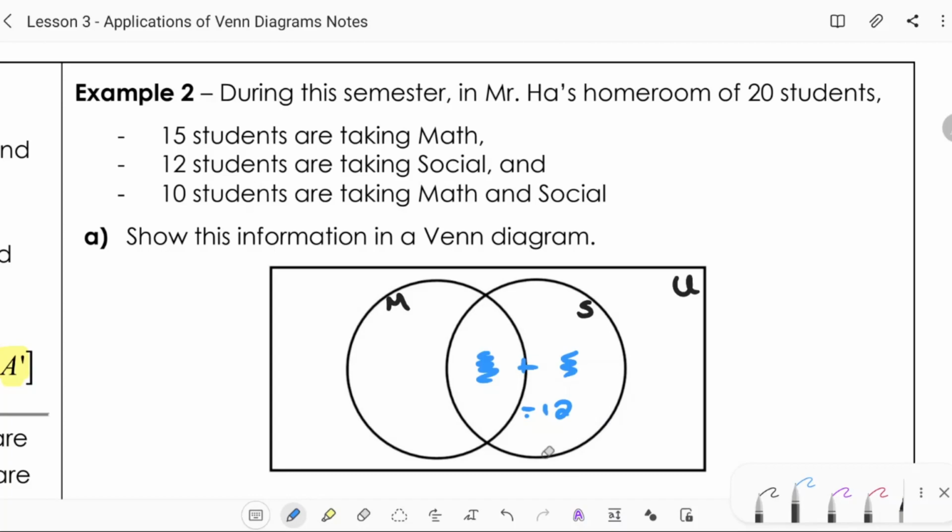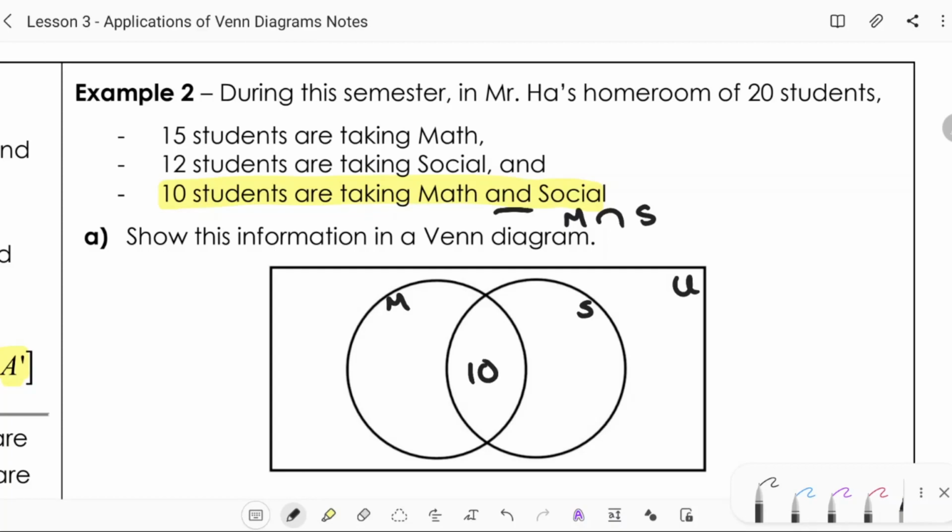Right? But the best way to start a lot of these situations is go from the inside out. Let's start with the most specific characteristic and see where we can then place other things. And that's this last one here. 10 students are taking math and social. Right? So this is telling me that the number of elements in that set math intersect social, because that and word there, is 10. So I can fill that in.